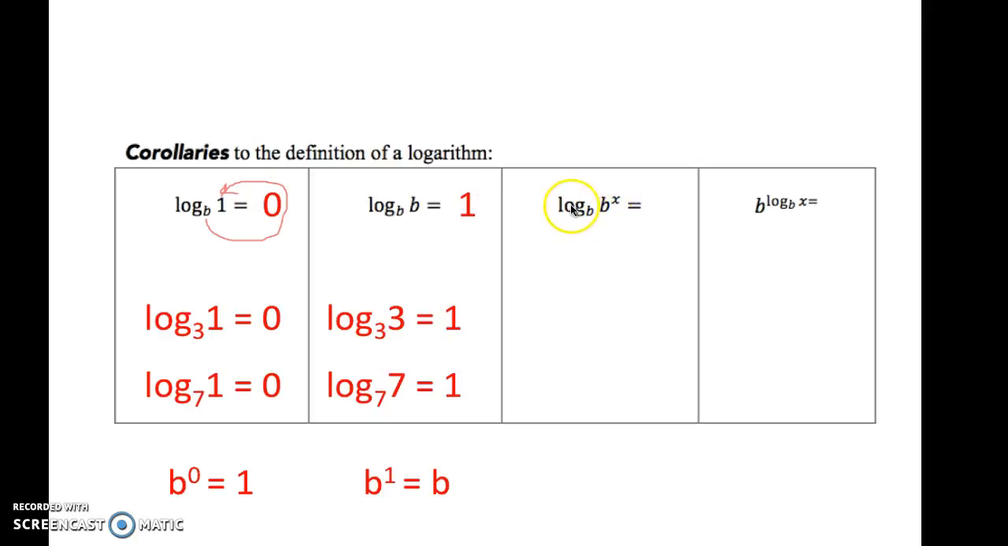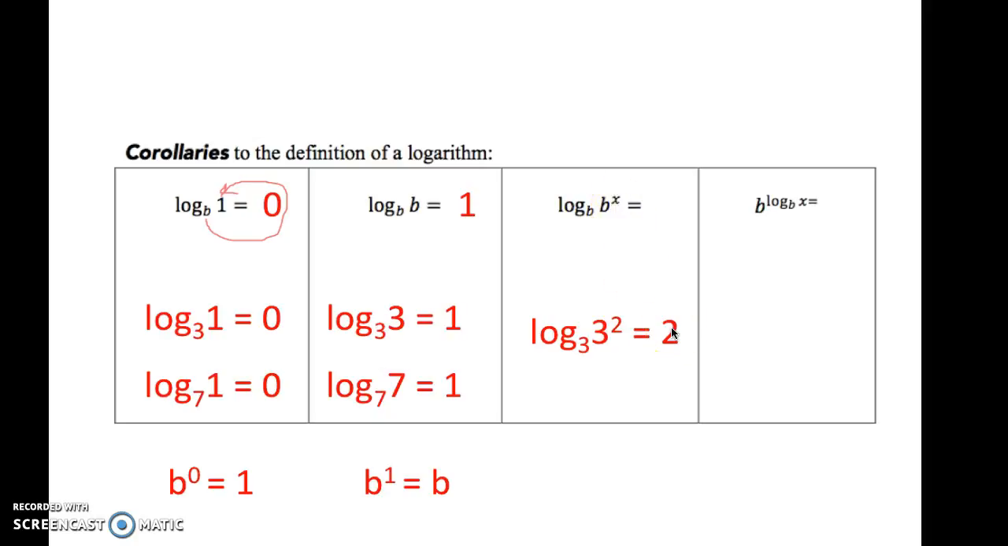The third corollary, log base b of b to the x. Well, let's choose b to be 3 and x to be 2. Log base 3 of 3 squared, well, that 3 squared is 9. And we know, using the log loop, 3 squared is equal to 9. So the answer to this log would be 2.